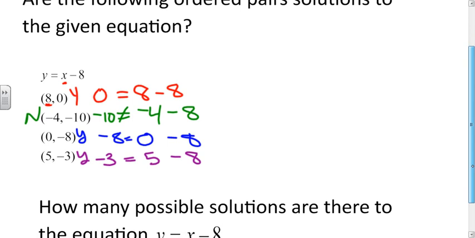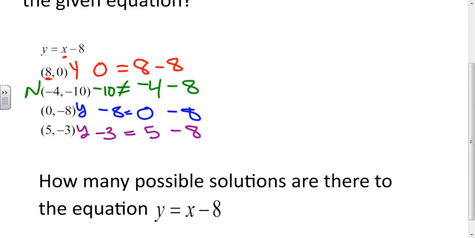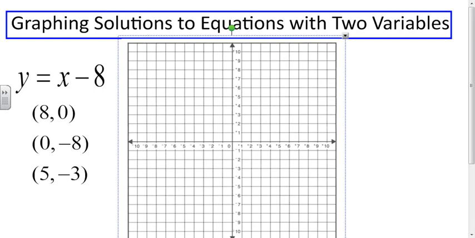So how many ordered pairs do you think are possible solutions to this equation, y equals x minus 8? There are in fact an infinite number of ordered pairs that could be solutions to this equation. So let's take a look at that same equation, y equals x minus 8. Here are the three ordered pairs that we found as solutions.